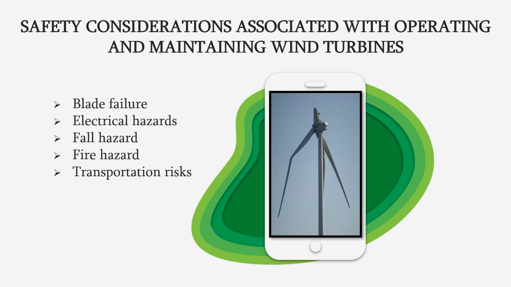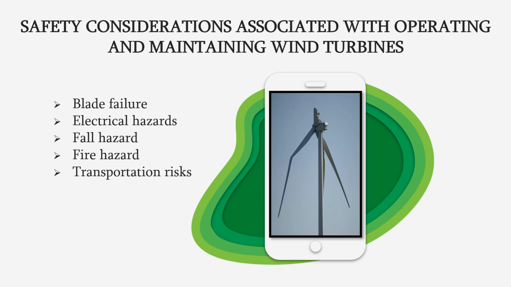To mitigate this risk, regular inspections and maintenance are essential to identify and address any issues that may lead to blade failure. Additionally, warning systems and safety protocols should be in place to ensure that workers are not in the vicinity of a wind turbine during high winds or extreme weather events.